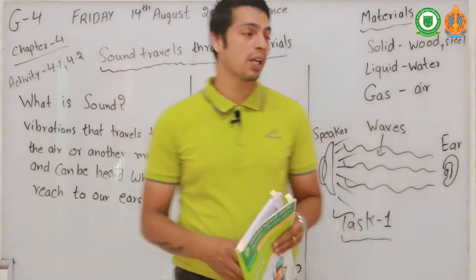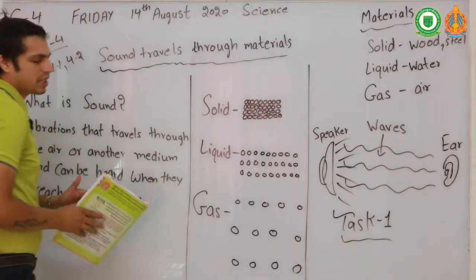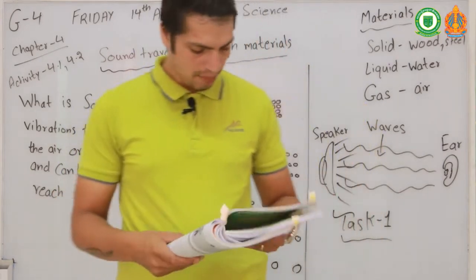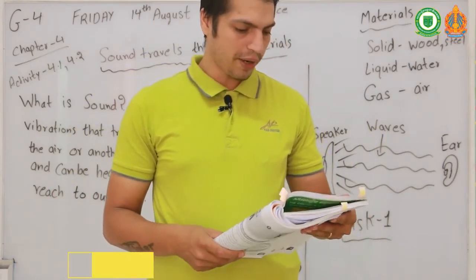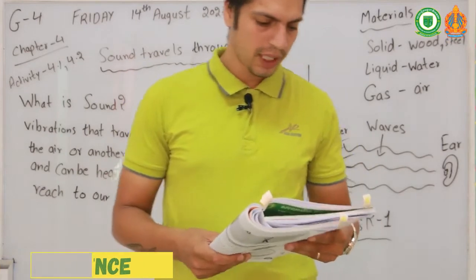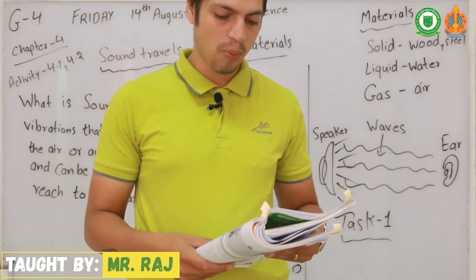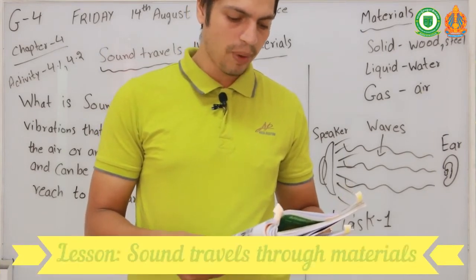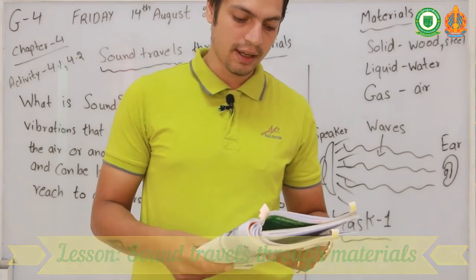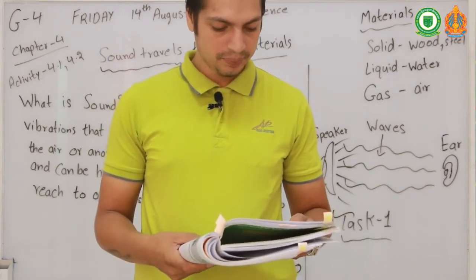So today we will learn about chapter 4, sound travels through materials. I will read first. Page number 52, 4.1, sound travels through materials. Sounds come from sources. So Sunita hears an aeroplane passing overhead. The aeroplane is a source of sound. Sunita hears the sound when it enters her ears. The sound can travel from the aeroplane to Sunita's ears.